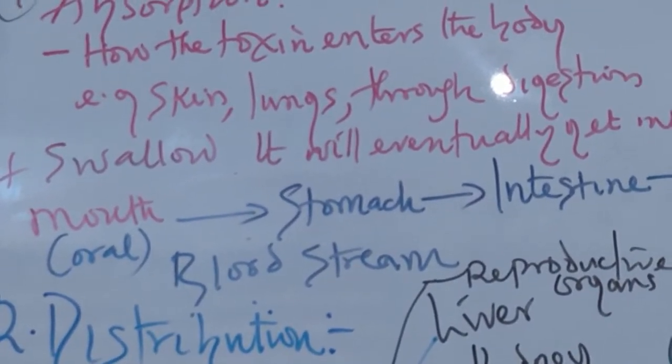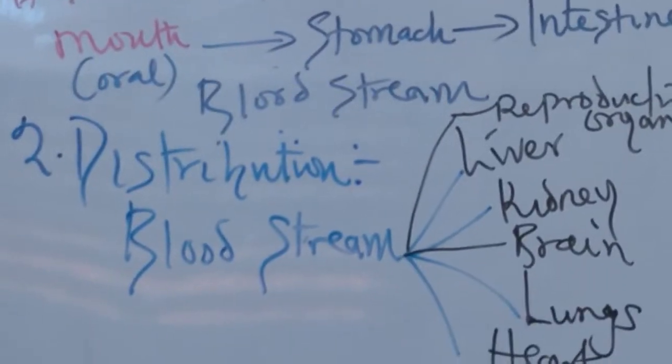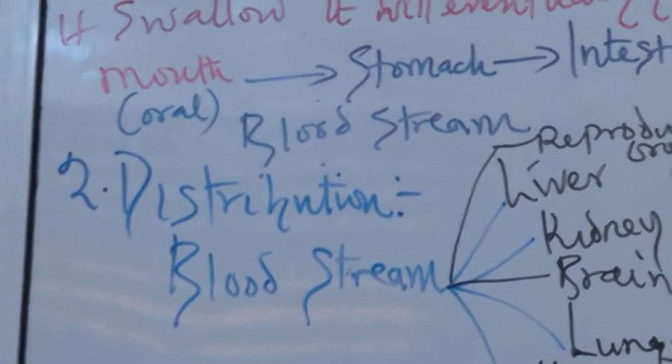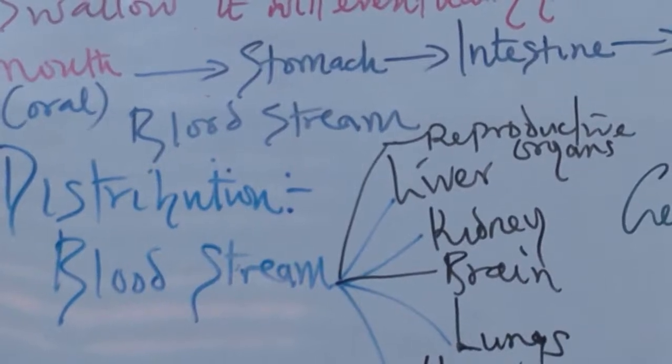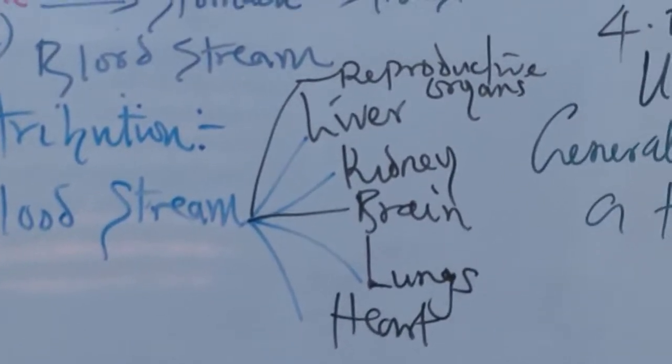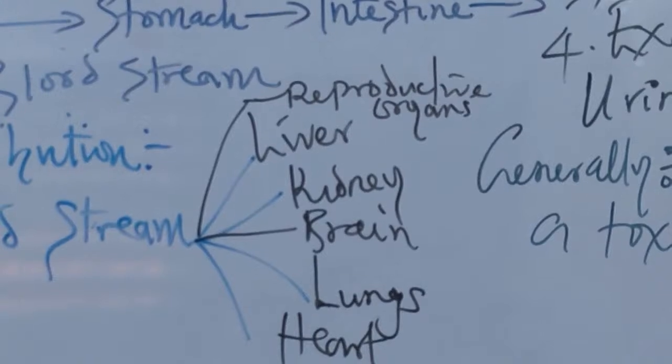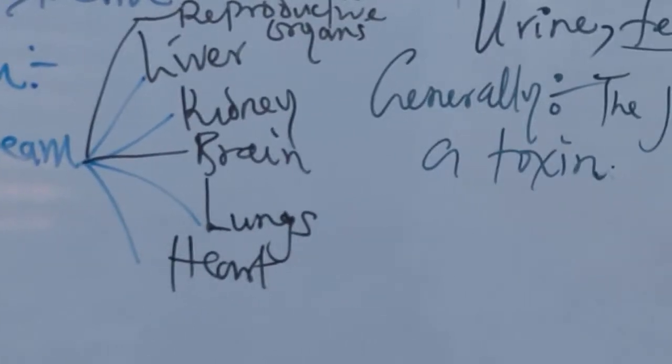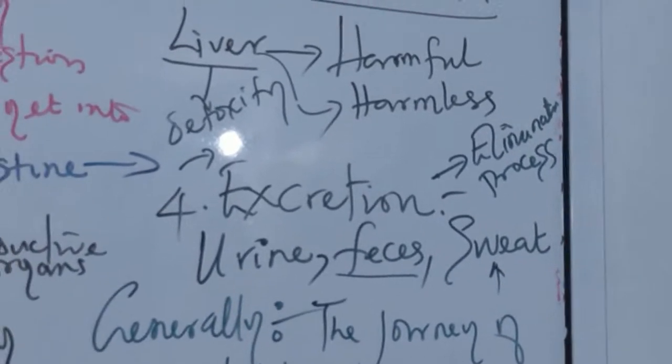Whenever it gets to the bloodstream, it enters the second stage, which is the distribution stage. That starts from the bloodstream, then it will be distributed into the various organs, depending on the target of that poison. It could be towards the reproductive organs, the liver, kidney, brain, the lungs, or the heart. So that is the second stage.